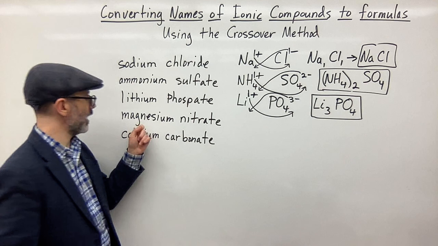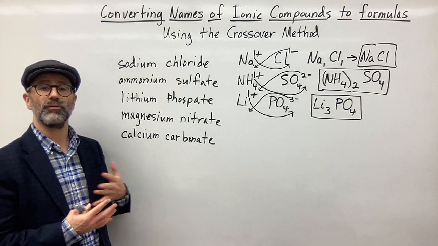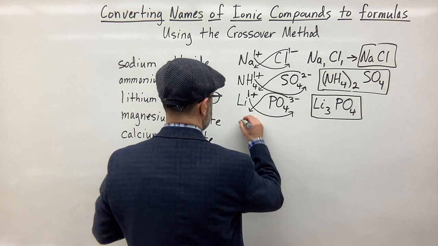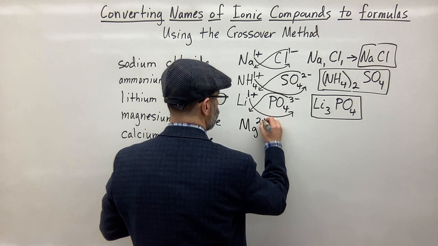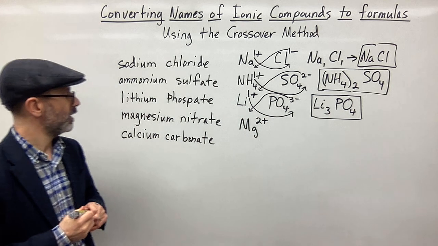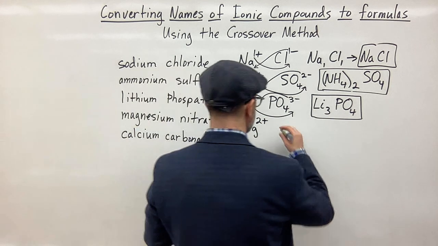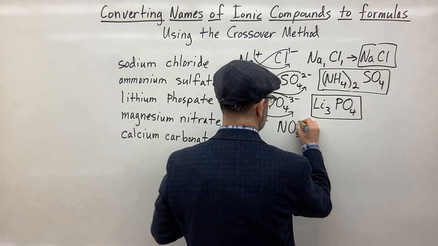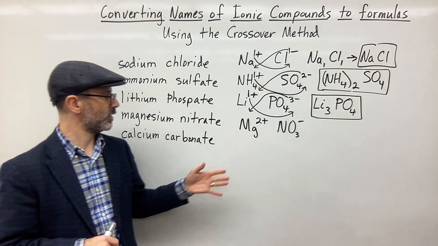Okay, next we have magnesium nitrate. So again, step 1, write the formula for the cation, magnesium. In this case, magnesium is a group 2 element, so that's going to have a 2+ charge. And then nitrate again is a polyatomic ion, so that's going to be NO3, and that's going to have a -1 charge. So again, we don't write the ones.